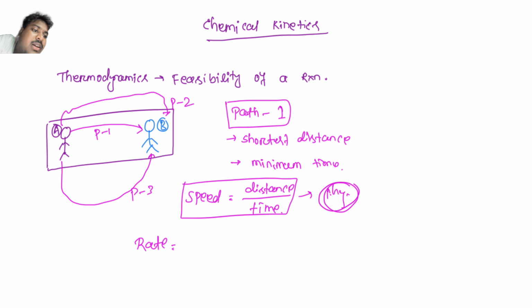So I'll erase everything and I'll explain the rate with a count of 1, 2, 3. I'm going to erase all these things.